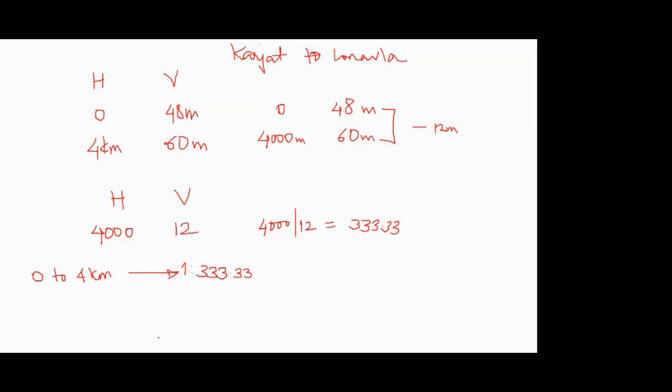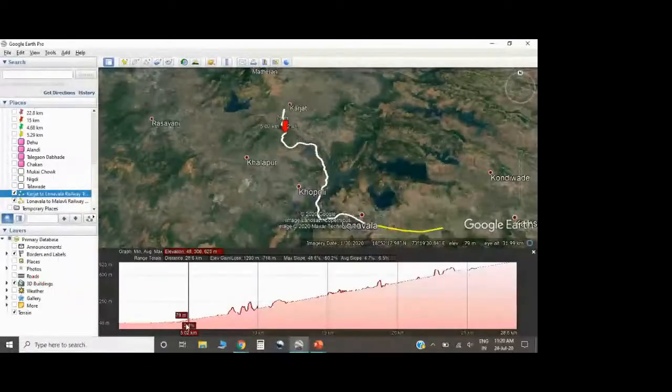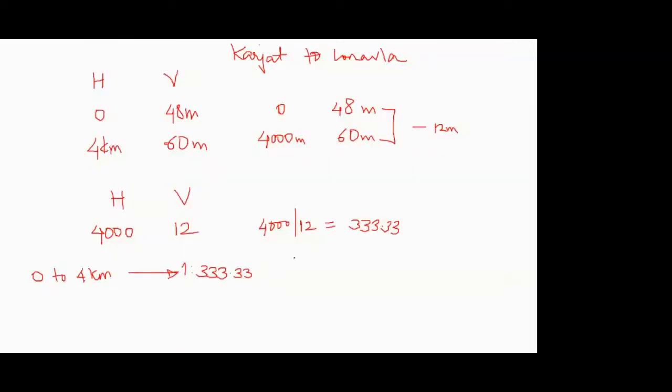Now this is just an example, and what I really want to show you is that for the first 4 kilometer, when your train leaves from Karjat, it has an up gradient of just 1 in 330. Beyond 4 kilometer, from around 4.3 kilometer onward, it starts a steep up gradient. If I see at 4.5 kilometer, it has 68 meter of elevation.